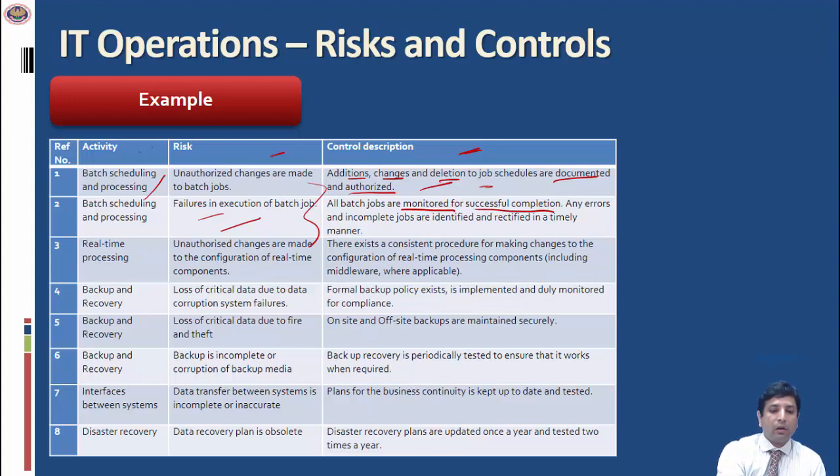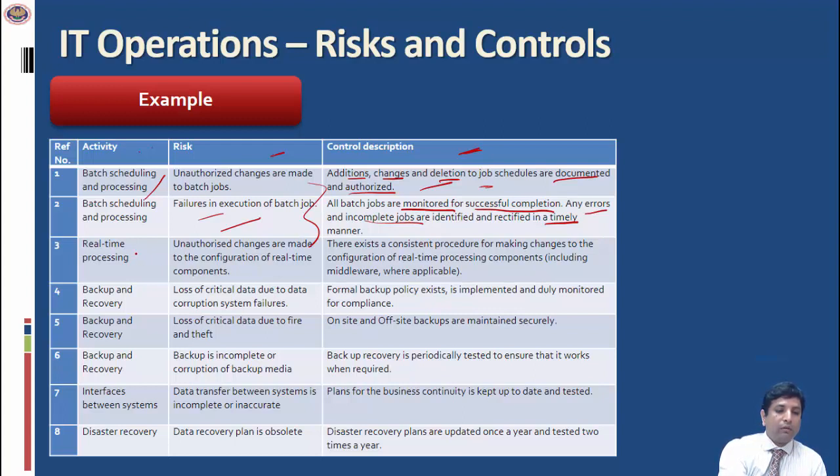Any errors or incomplete jobs are identified and rectified in a timely manner. So here we see that the company has a process of monitoring for the successful completion of batch jobs. And in case there are any errors or failures in the job, the same are rectified in a timely manner. So with these two controls, we can be assured that the risks that are mentioned here will be adequately covered.